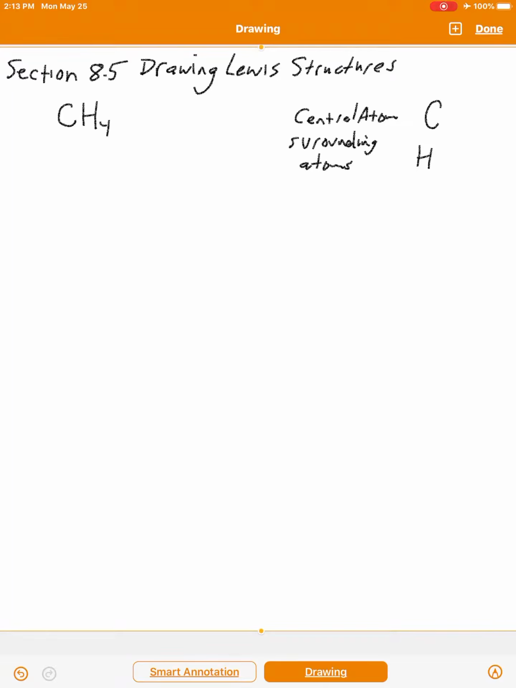Okay? So then we draw what's called the skeleton. You draw the central atom at the center, and you connect each of the surrounding atoms to the central atom with one covalent bond. And remember, a bond has 2 electrons. That's the notation we use. The straight line between 2 atoms has 2 electrons.